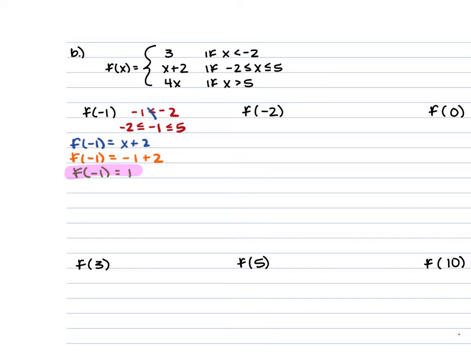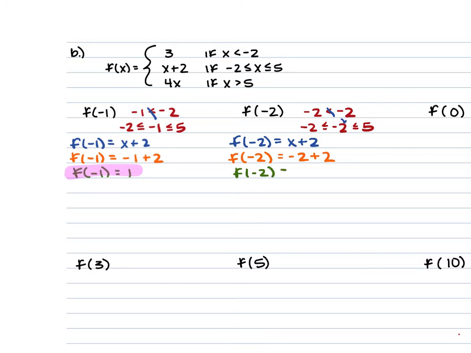For f of -2, again, we plug this -2 in for each of these inequalities to see which one works. So we ask ourselves, is -2 less than -2? No. Is -2 less than or equal to -2? Yes. Is it also less than or equal to 5? Yes. So because this one works, we're going to use the x plus 2 again. So f of -2 is equal to x plus 2. We plug in that -2, so f of -2 is equal to -2 plus 2. -2 plus 2 is 0, so f of -2 is equal to 0.